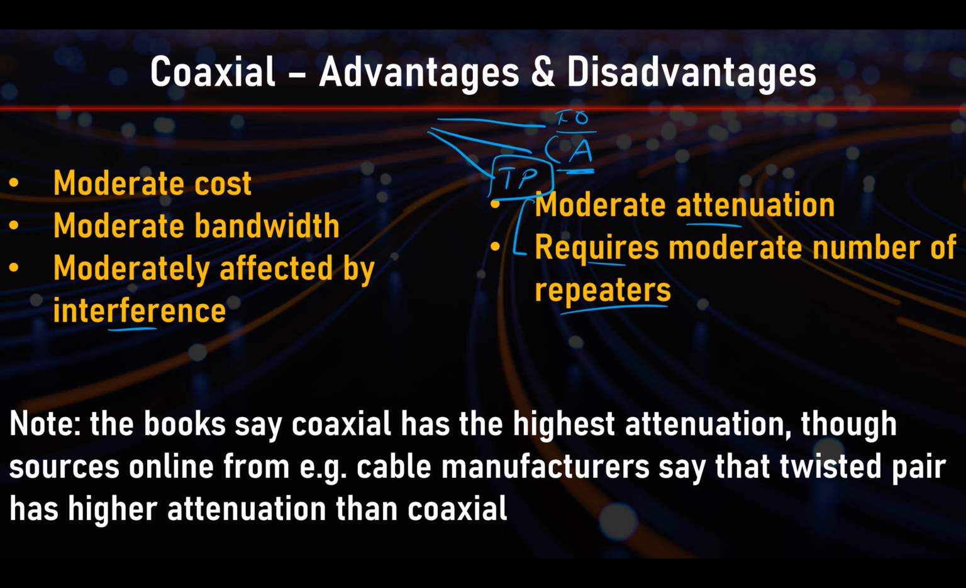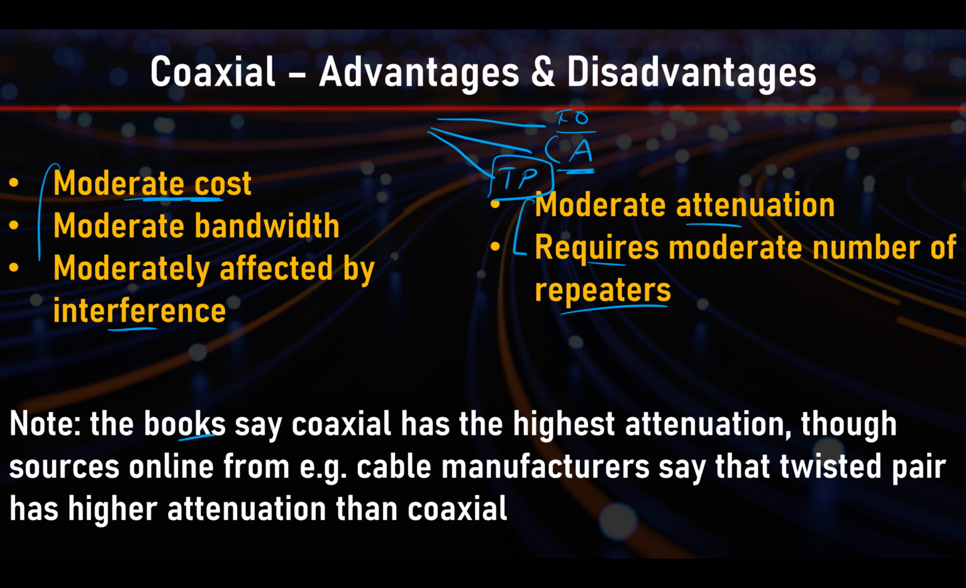So I think that's why it's quite easy to remember. Coaxial, well, basically it's just the middle for everything, right? Kind of, I guess, better than twisted pair. However, of course, more expensive. But worse than fiber optic, however, cheaper than fiber optic.